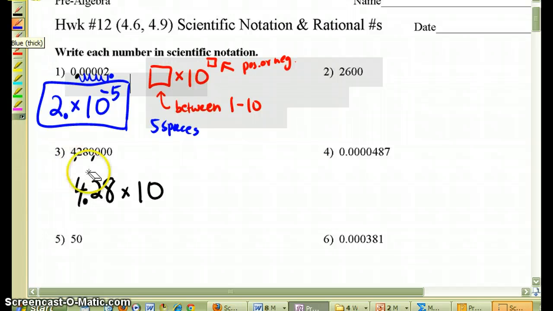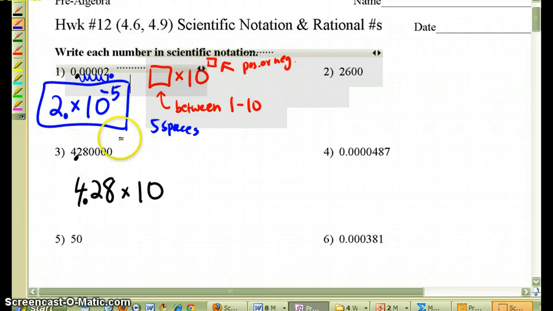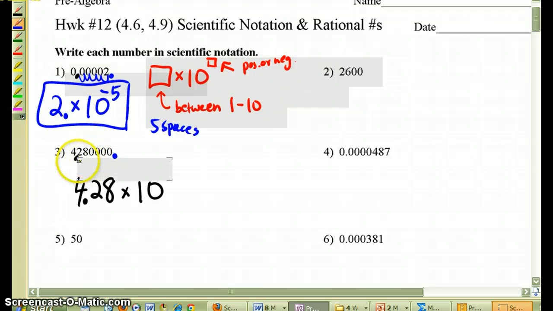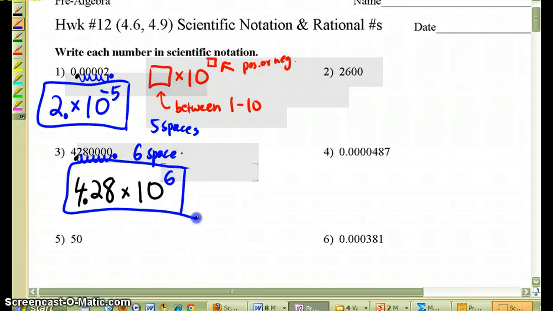Now I find out what my exponent is by figuring out where my decimals are. There's one in front, between the 4 and the 2, and in the number 4,280,000, there's actually a decimal back here, even though they don't write it. So then I'm going to count how far those decimals are away from each other. 1, 2, 3, 4, 5, 6. There's 6 spaces away. So that's going to give me the exponent 6, and it's positive because a million is a big number.